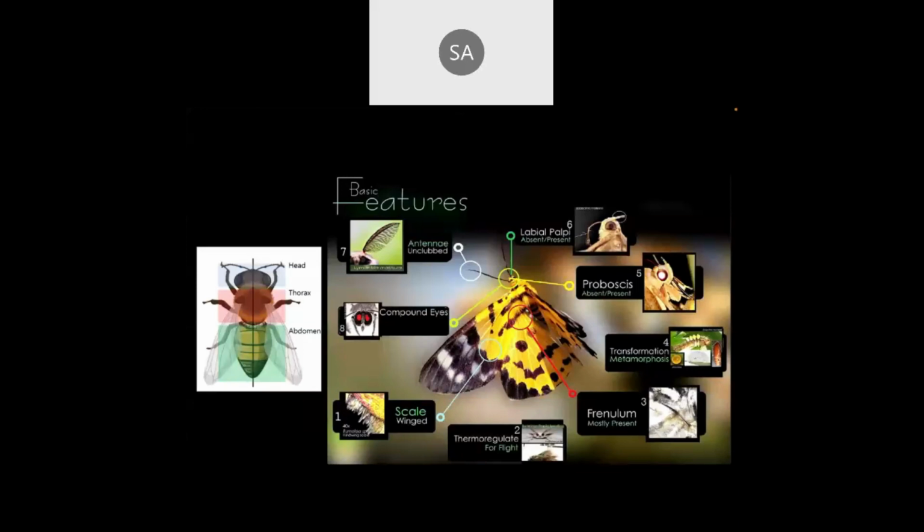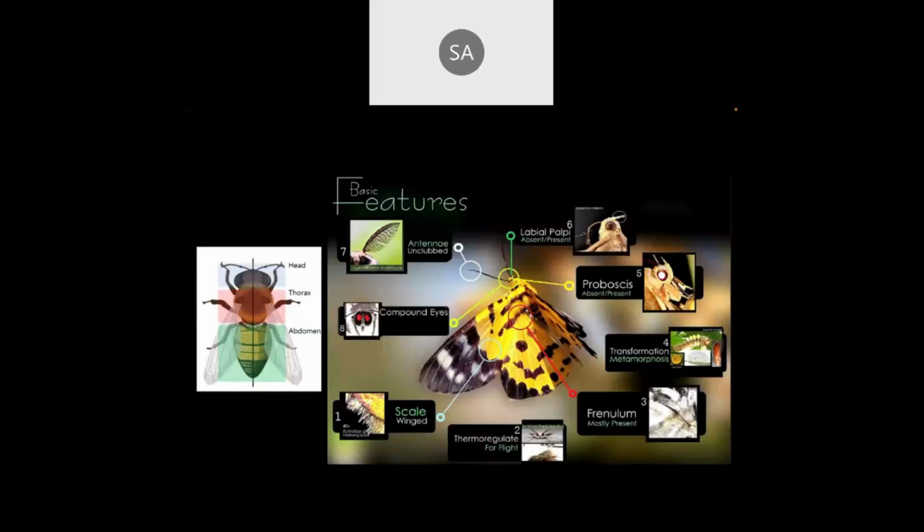Some more features are there, like the frenulum, which is given in point number 3. This frenulum is a device that connects two wings so that they can flap together. It helps in flight. We will discuss more later in the slides. The first point is the scaled wing. Moths and butterflies, the Lepidoptera, are those insects that have scales. This is the first distinguishing feature of the order Lepidoptera, moths as well as butterflies.